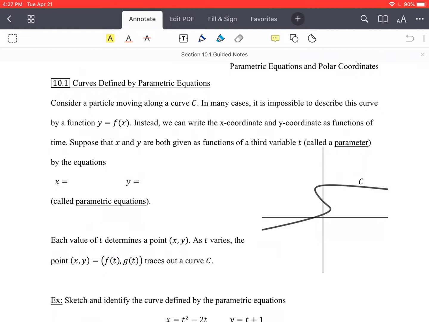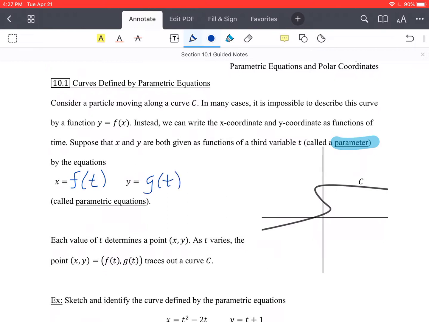So typically we use the variable t for this. It doesn't have to be t, and it doesn't always have to be time either. But we can describe x and y in terms of a third variable. In this case, that third variable is t. This is called a parameter. So t is the parameter, and we write x and y in terms of t. So we have x is f of t and y is g of t. Okay, and these are called parametric equations.